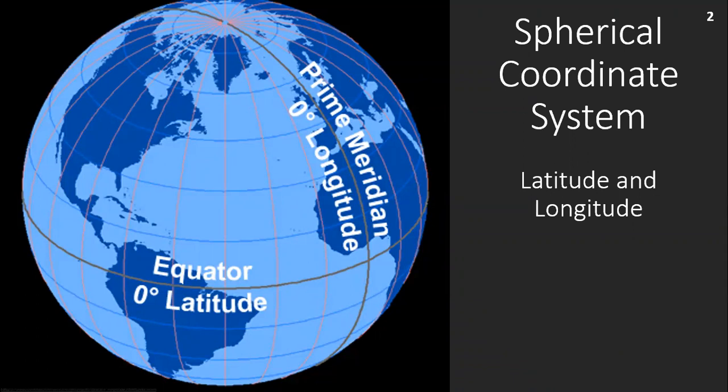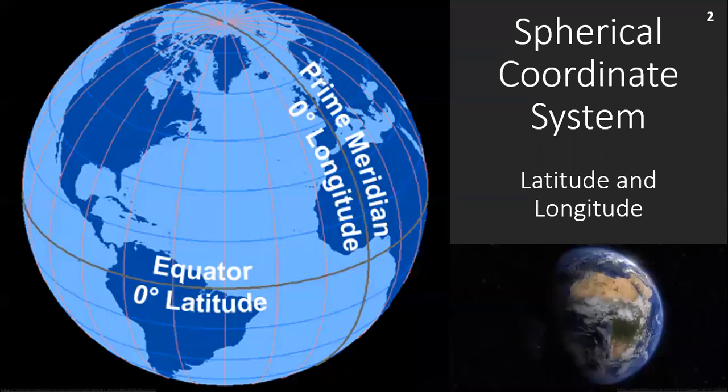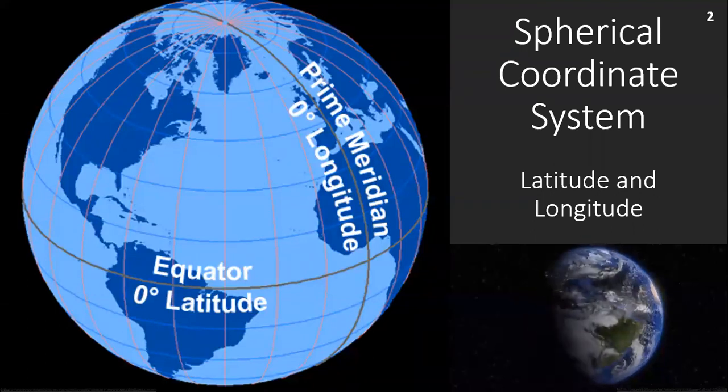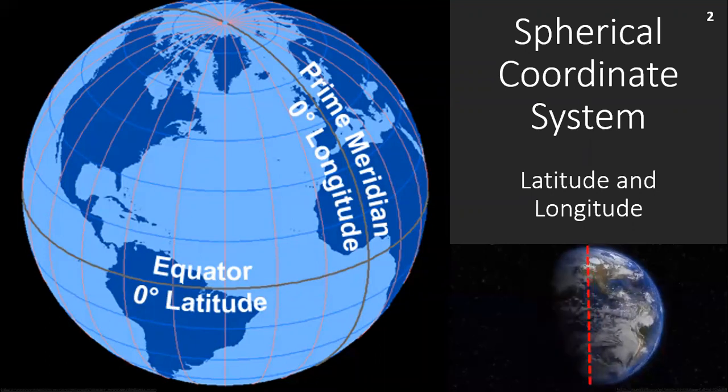Successful navigation depends on the ability to determine not only one's current location, but also one's desired destination. The system used to define one's location is the spherical coordinate system of latitude and longitude. The spherical coordinate system is based on the spinning spherical Earth and consists of two basic features.